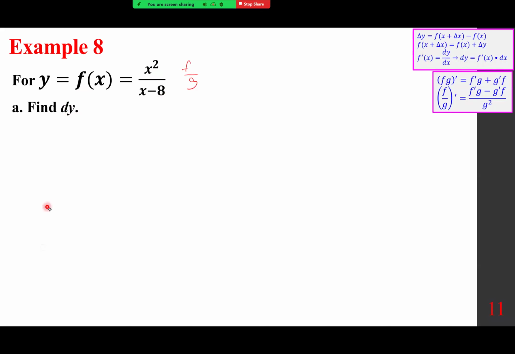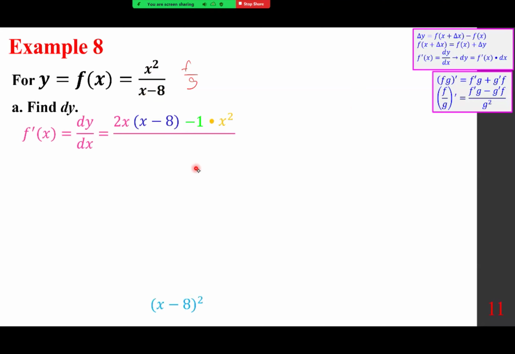So f prime of x, or dy dx, is the top, which gives you 2x, times the bottom, x minus 8, minus g prime, the derivative of the bottom, which is 1, so minus 1 times x squared. And now g squared: the bottom, you write it in parentheses and square. Done with calculus, we are going to simplify the numerator as follows.